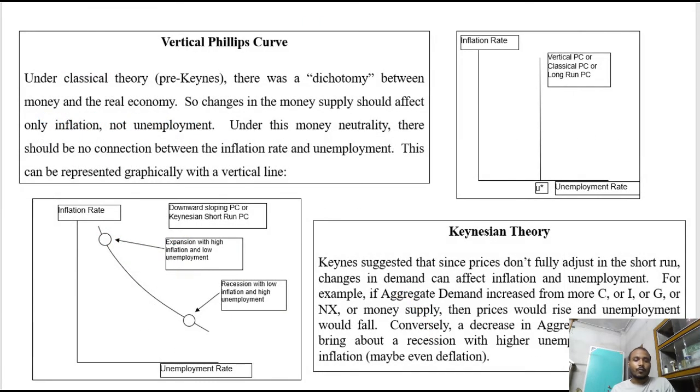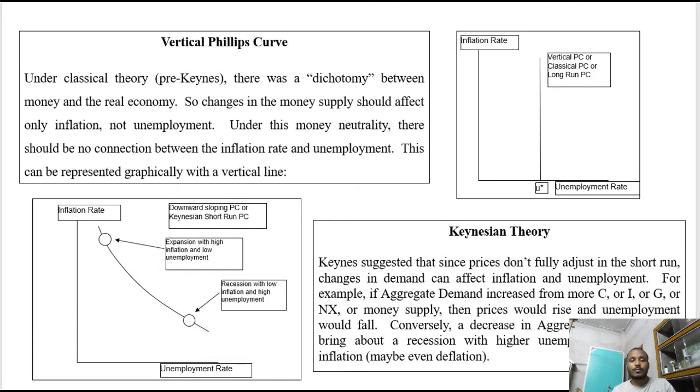Next, what will be the shape of the Phillips curve according to the classical theory and the Keynesian theory? First, we will discuss the classical theory. According to the classical theory, we all know that there was a dichotomy between money and the real economy. So, changes in the money supply should affect inflation, not unemployment. So, under this money neutrality, there should be no connection between inflation and unemployment. This can be represented graphically with a vertical line. So, the shape of the Phillips curve will be vertical under the classical theory.